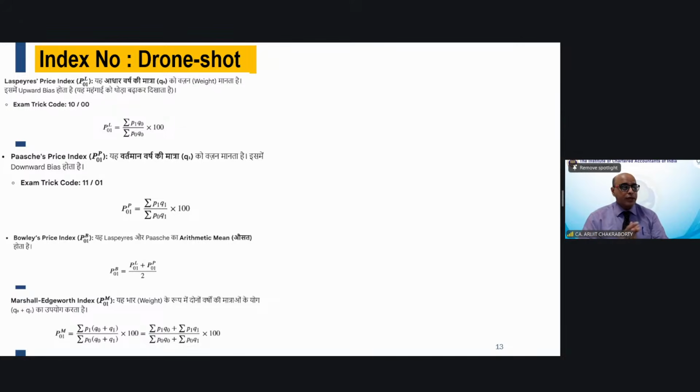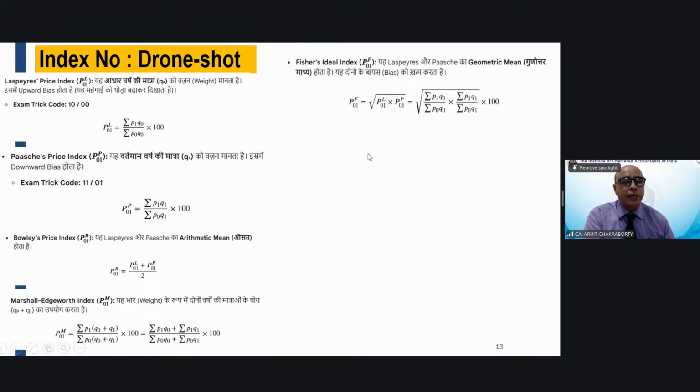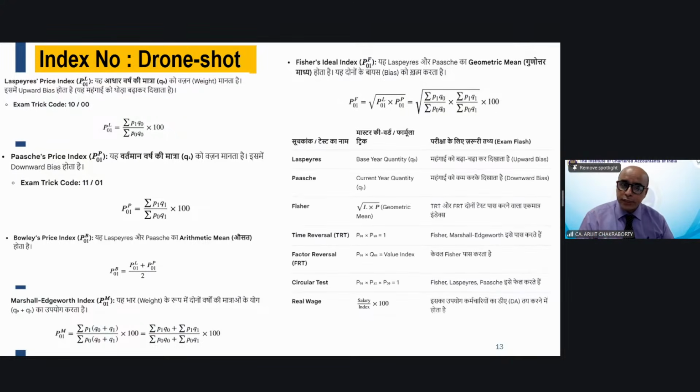Marshall-Edgeworth index, यहाँ पे जो भार है, जो weight है, ये दोनों वर्षों की मात्राओं का योग Q0 plus Q1. Right? It is nothing but Q0 plus Q1 by 2. Two gets cancelled. It is Q0 plus Q1. You can take it. Now we have Fisher's ideal index, which is nothing but the geometric mean. So please remember Laspeyres index number 1, Paasche's index formula number 2, Bowley's price index formula number 3, Marshall-Edgeworth index formula number 4, पांचवा formula है Fisher's index number.